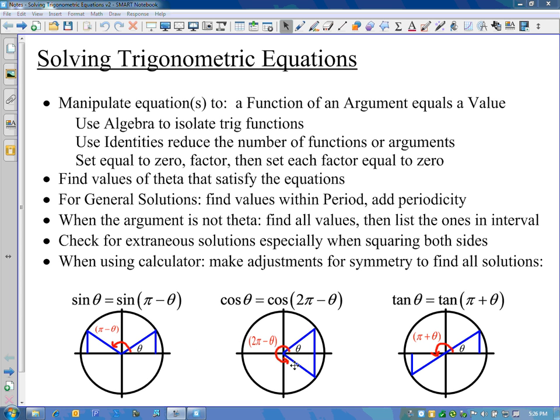So for cosine, these two triangles would have the same cosine, so the adjustment here would be 2 pi minus our first answer gives us our second answer. And for tangent, these two triangles have the same tangent, so it would be pi plus our first answer would give us our second answer when doing the arctangent. So we'll see these in the examples, of course.